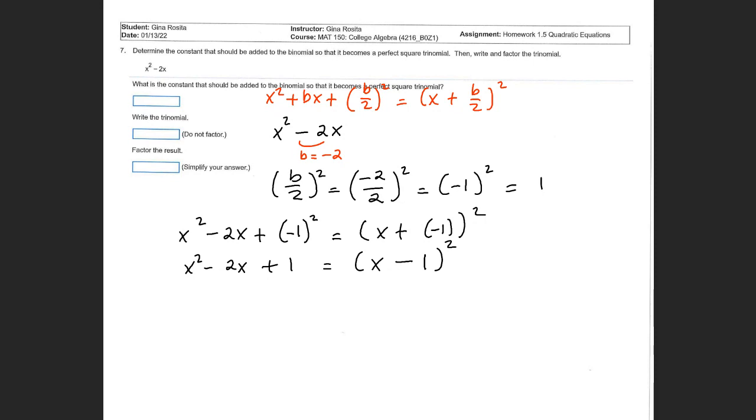First one, write the constant that should be added to the binomial. So what do you have to do? Put 1 over there because we add 1. Now, write the trinomial. Just put x squared minus 2x plus 1. Okay, the next one, factor the result. x minus 1 squared.